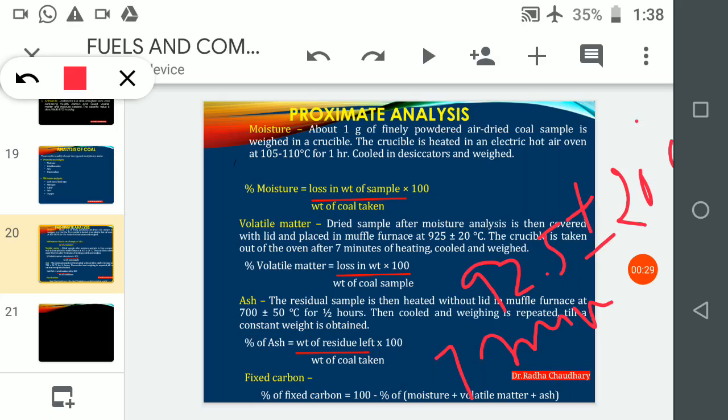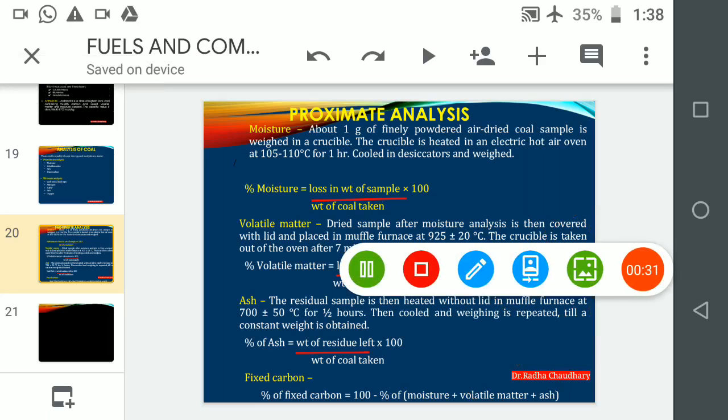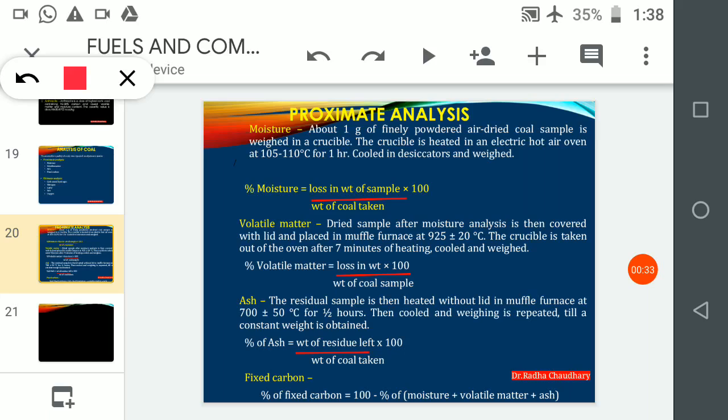Again, the loss in weight is reported as volatile matter on a percentage basis. Then the formula will be loss in weight of the coal sample upon weight of coal sample taken, into 100. Loss in weight here means loss due to removal of volatile matter from the coal.